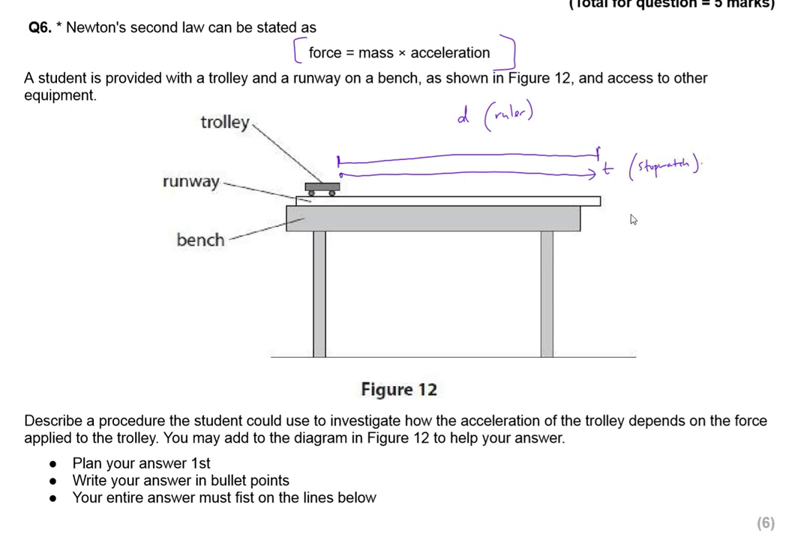Now, why do we need to use these two? The reason is that we can use these two to work out the speed, especially the velocity of the car. So we can work out the velocity of the car in this particular case. Now, if we know the velocity of the trolley, then we can work out the acceleration. This is what we are going to be doing.